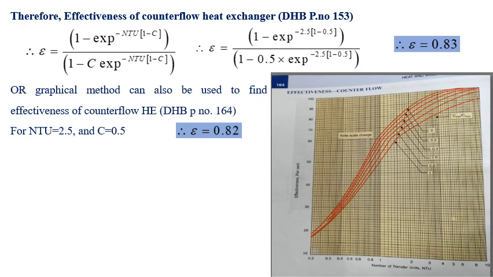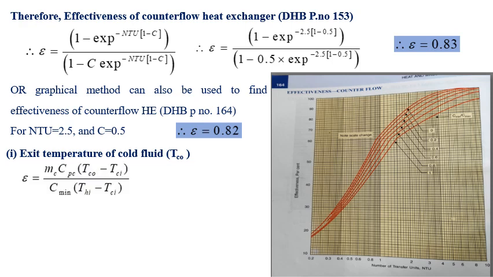After finding the effectiveness, we can find the exit temperature of the cold fluid using the data book. It is given in this equation when the hot fluid is maximum. Effectiveness is equal to mc into Cpc into Tc0 minus Tci, divided by C minimum into Thi minus Tci. All the values mc, Cpc, C minimum, Tci, Thi are known, and effectiveness is also known; the only unknown is Tc0. So you can find Tc0 as 85.6 degrees centigrade.